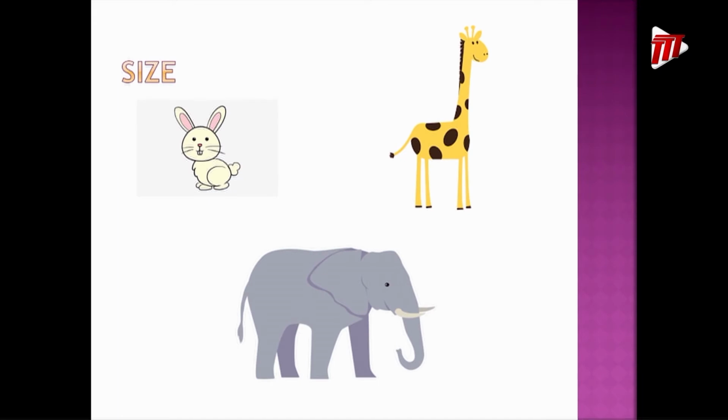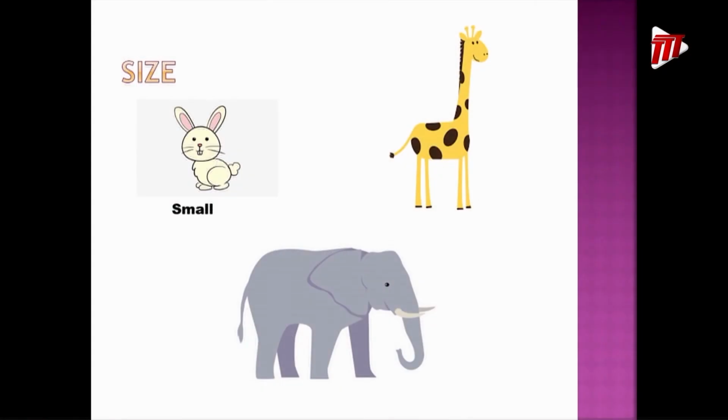So let's look at the animals and see if we can figure out their sizes. First, we'll look at the bunny rabbit. I think you all know that a bunny rabbit is quite small. How would we describe him? Small. Very good.